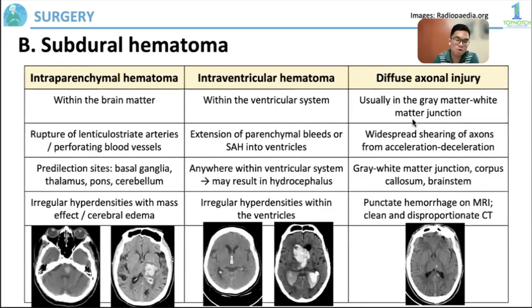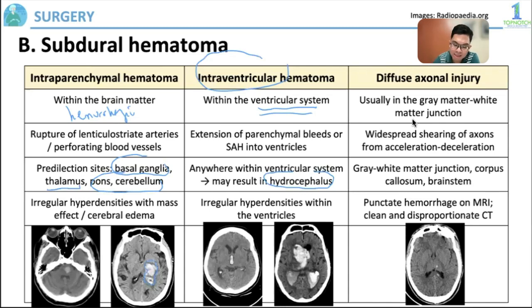Next is intraparenchymal hematoma. This is basically your hemorrhagic stroke, no? So ito yung hemorrhagic stroke mo. So usually the mechanism is rupture of the lenticulostriate arteries or other perforating blood vessels in uncontrolled hypertension. Predilection site sa basal ganglia, thalami, and the brainstem. Okay, so irregular siya and within the brain matter itself. Intraventricular naman, it just extended into the brain's ventricles. So, yung problem here is because it's in the ventricles, it may result in hydrocephalus. So, pwedeng i-block niya yung CSF flow.